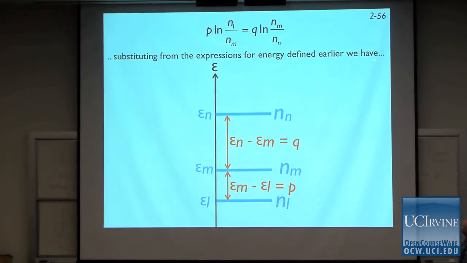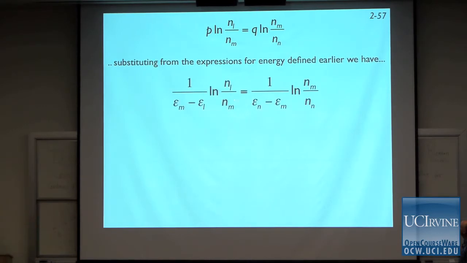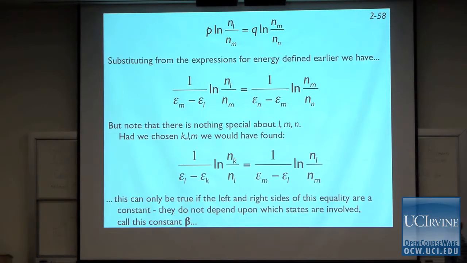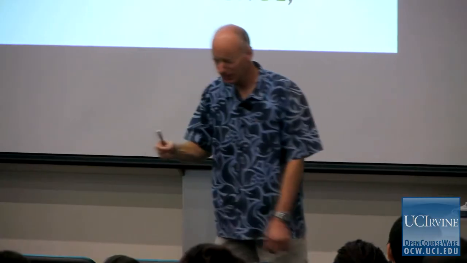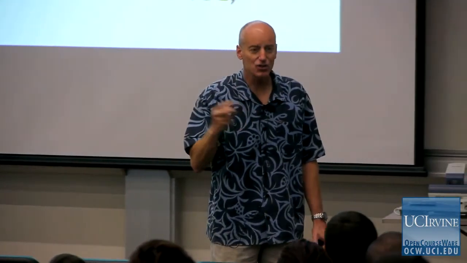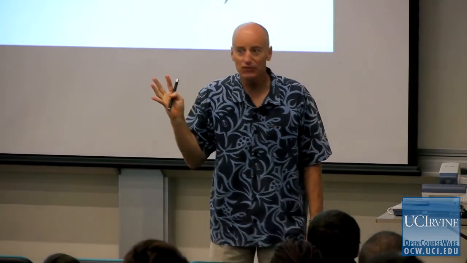Okay, and substituting from the expressions for the energy defined earlier, I plug this in for Q, I plug this in for P, and I get these expressions right here after I cross multiply. And then you've got this equation right here that looks completely useless, but what you have to realize is that M, L, and N are just random letters. I could have chosen any three states and done this manipulation.